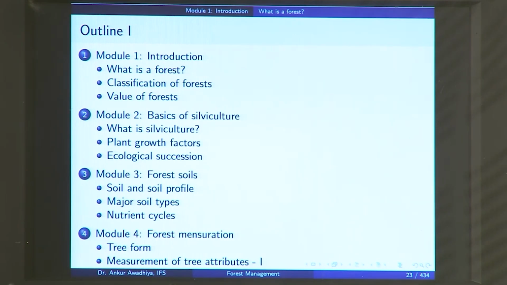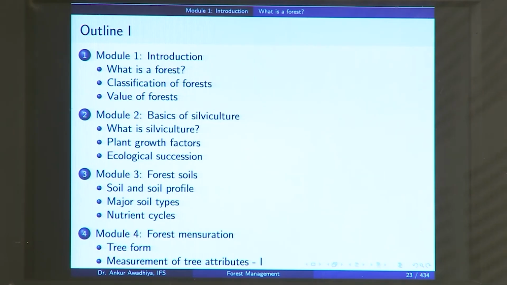Next, the fourth module will be forest mensuration. Mensuration is to measure. So, in this module we will look at how do you measure a forest. The first lecture will be the tree form. How do you describe a tree? What is the shape of a tree? Is it a cylinder? Is it a cone? Is it having some other shape? Is something that we are going to discuss in this lecture. How do you describe a tree?